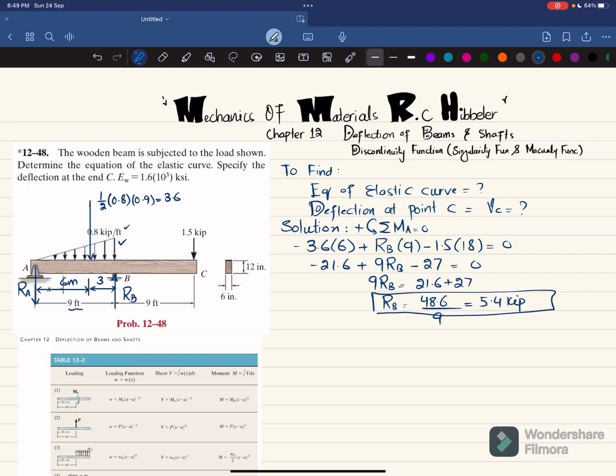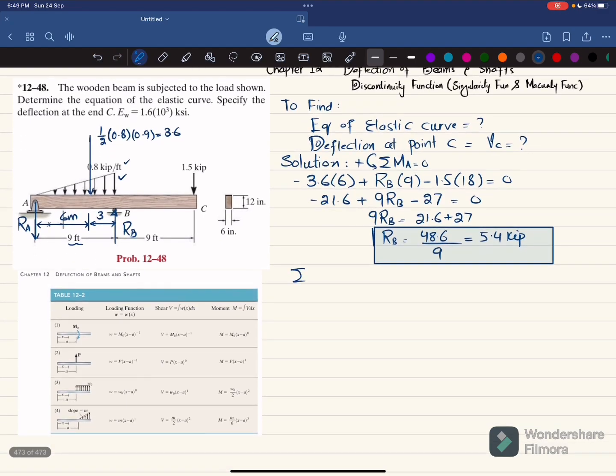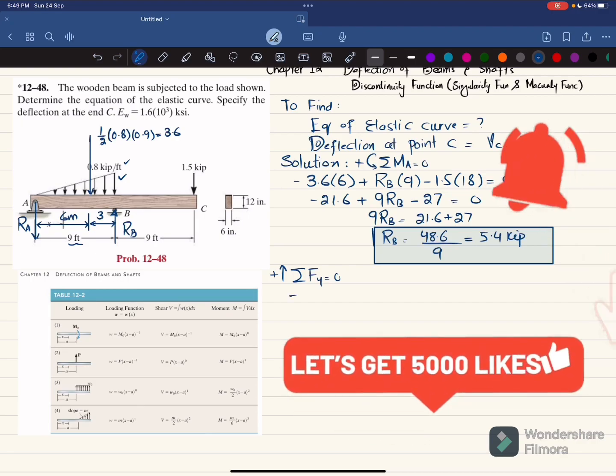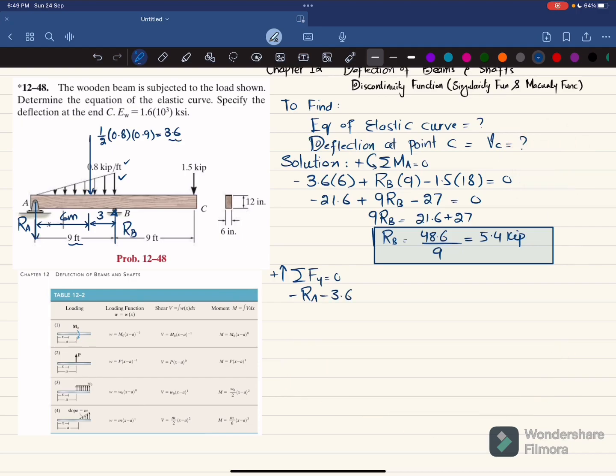Now you have this RB. We can find RA by using another equation of equilibrium, that sum of all forces along y direction must be equal to 0, with upward force taken as positive. So RA, which is downward, so minus RA, this force 3.6 is downward, so minus 3.6, plus 5.4 which is RB, minus 1.5 is equal to 0. When you calculate it, you will get RA equal to 0.3 kips. Since this is a positive value, it means that you have taken the correct direction of reaction forces RA and RB.